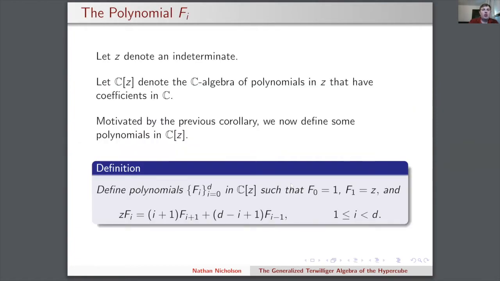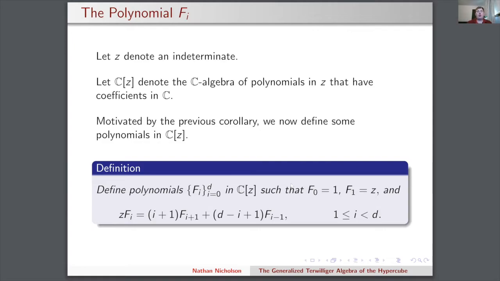So now let z just be an indeterminate, and let us formally define C[z] to be the C-algebra of polynomials in z over C. Based on the previous 3-term recurrence, we define the following polynomials in C[z]. We define f_i for i going from 0 to d to be the polynomials such that f_0 equals 1, f_1 equals z, and z f_i equals (i+1) f_{i+1} plus (d-i+1) f_{i-1} for i at least 1 and less than d.